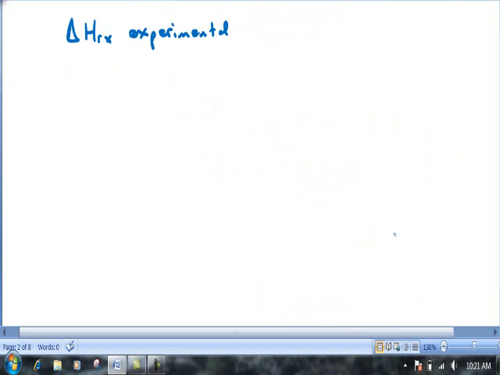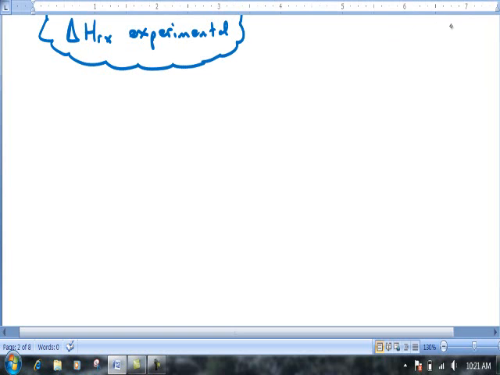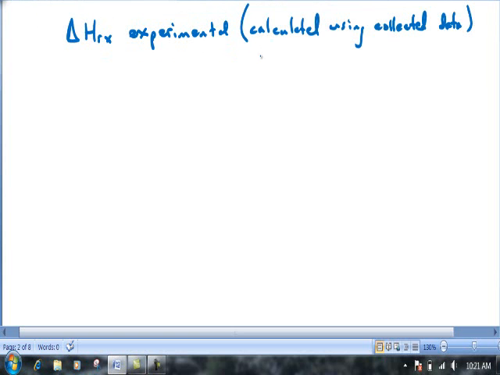One of the things in the lab exercise is that we're going to be called upon to experimentally determine the enthalpy of a reaction. This will be referred to as our enthalpy of a reaction experimental. The experimental value is something we would calculate using data that was collected in the lab exercise.